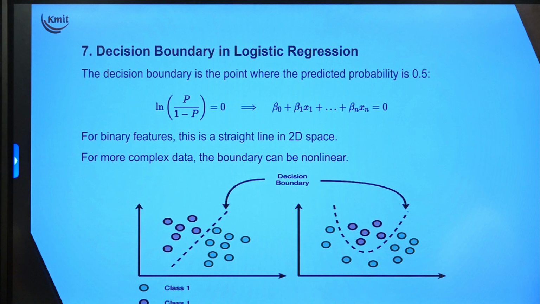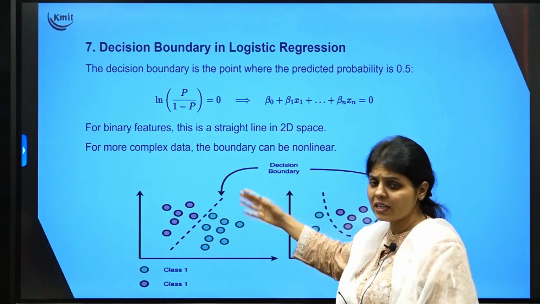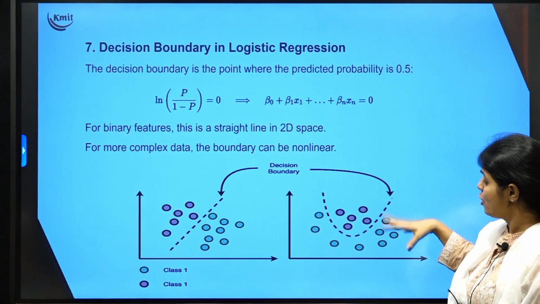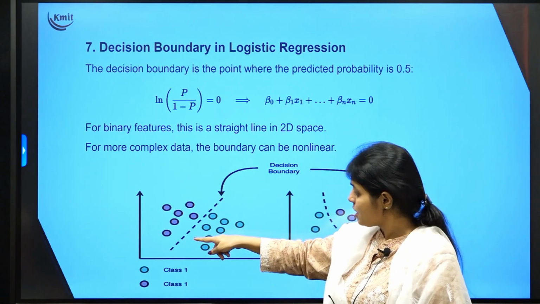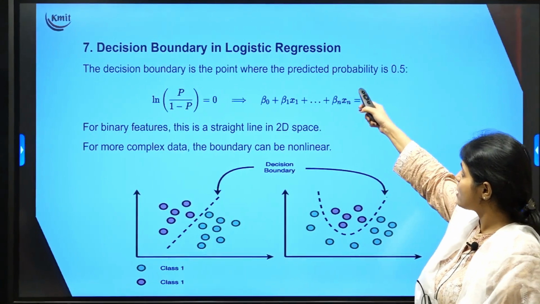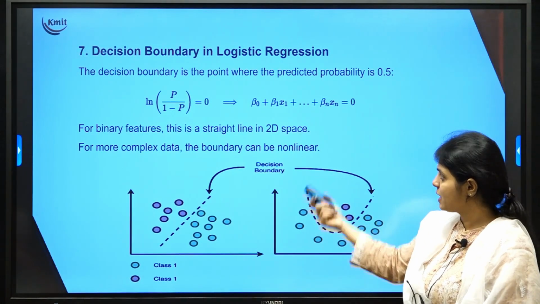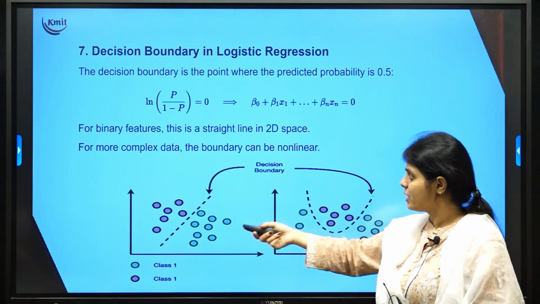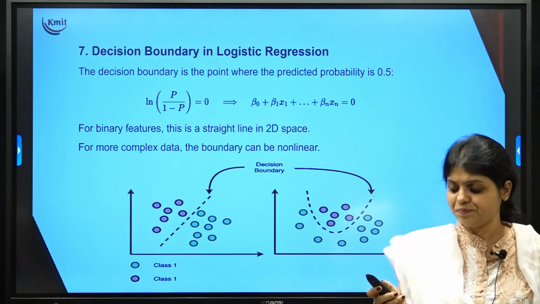Now, when we talk about the logistic regression model, we often hear the term decision boundary. The decision boundary is the point where the predicted probability is 0.5. We may have linear data, we may have non-linear data as well. For more complex data, the boundary can be non-linear. When I want to put a threshold or separation between two classes, we draw a line, and that is called the decision boundary. In 2D space, we get a straight line, or for non-linear data, we may get a curved boundary line.